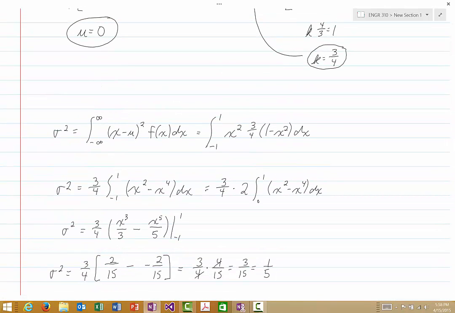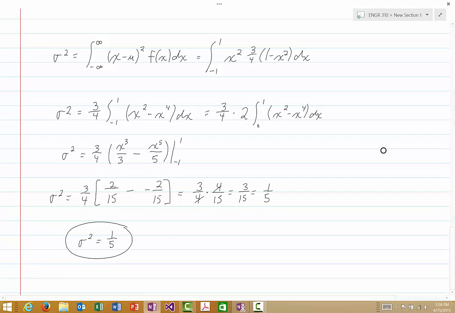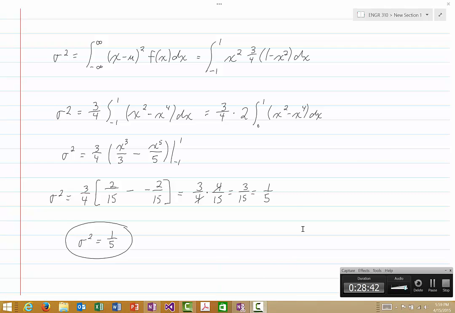And that concludes the discussion of how we find the mean and the variance of a continuous random variable. And that's all there is to this lecture. So now let's look at some problems related to this lecture.